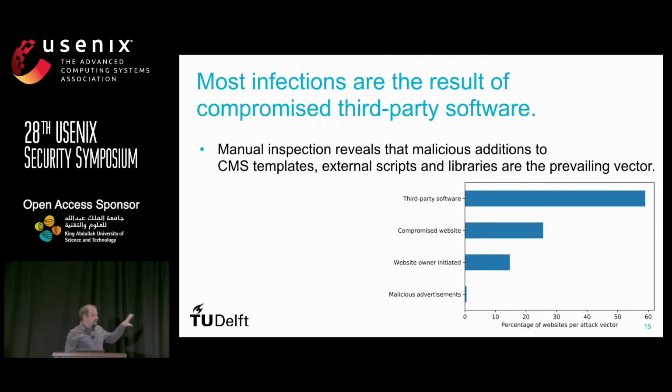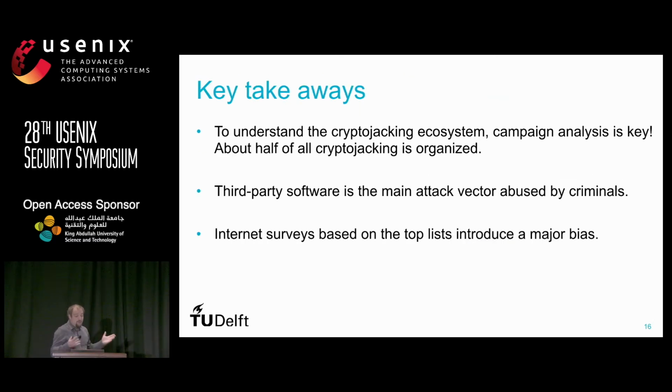So therefore, if you're looking at this particular target group, you are missing the biggest attack vector that there actually is that you can discover when you're looking at the internet at large. So what are the key takeaways? If you really want to understand this criminal problem of cryptojacking, we have to understand the ecosystem. And in order to understand the ecosystem, campaign analysis is a key technique to do this. And we do see this is necessary because half of the activity that we see is already related to organized activity, organized individual actors that are doing this at scale. What we also know is that third-party software is by far the main attack vector that we need to be worried about. And that's actually very difficult to target.